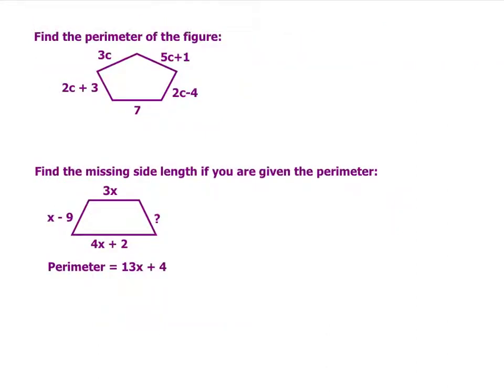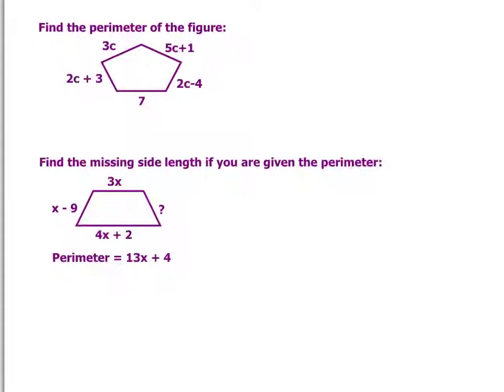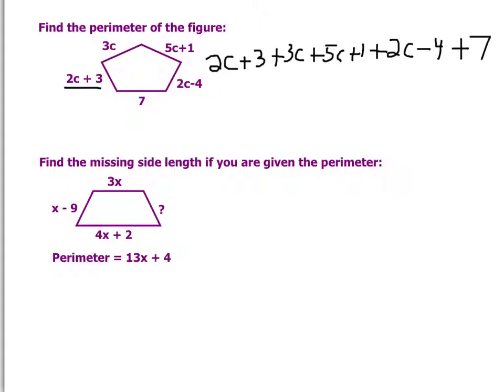All right, a couple of problems with shapes. So this is a pentagon, and we need to find the perimeter of the figure. So basically all we're doing is adding up all of the sides. Okay, so what I did was I took 2c plus 3, I wrote it here, and I just added all of these up. Now, technically, should I have parentheses on each of these? I suppose. But it's not needed because we're adding them all up, and now basically combine like terms.